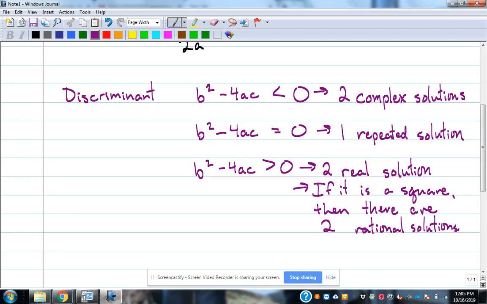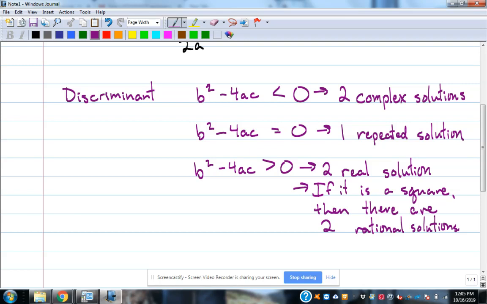Complex numbers, i's, negatives under the square root. 0, we're only going to have one answer. It's going to be a repeated solution. And then a positive number, if it's a square number, we're going to have two rational solutions. If it's just any positive number, like 32 or something like that, then we're just going to have two real solutions. So what this does is it helps us know what to expect when we're looking at equations.